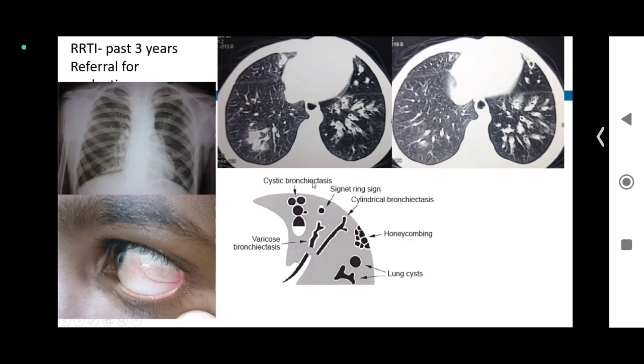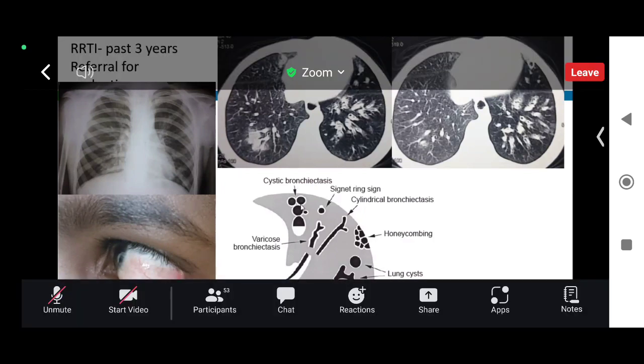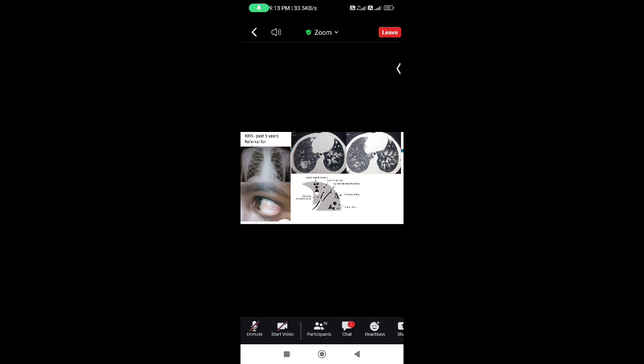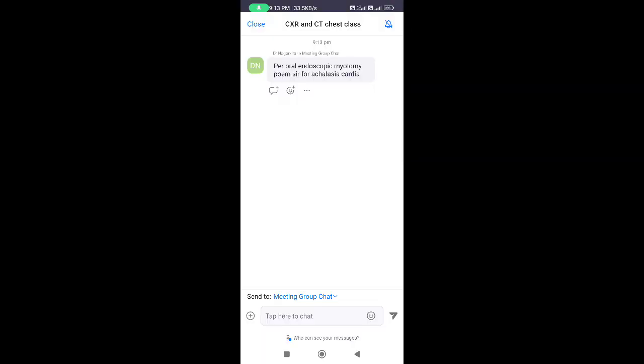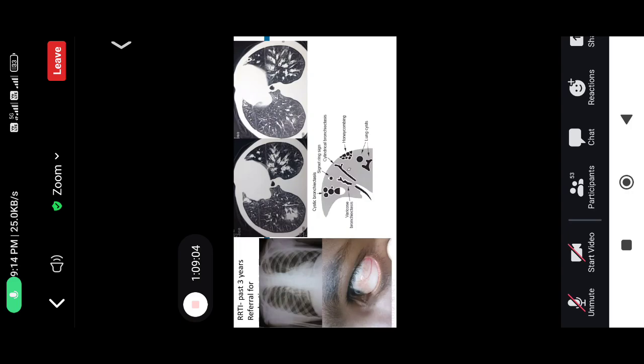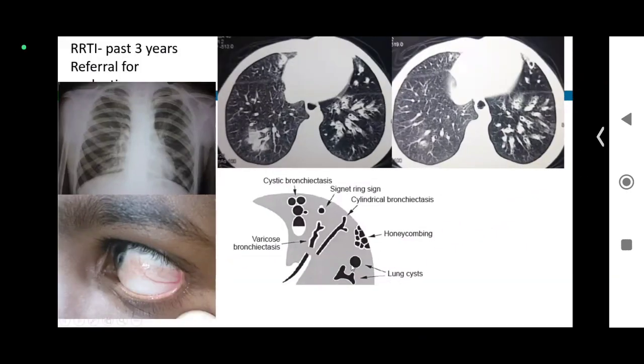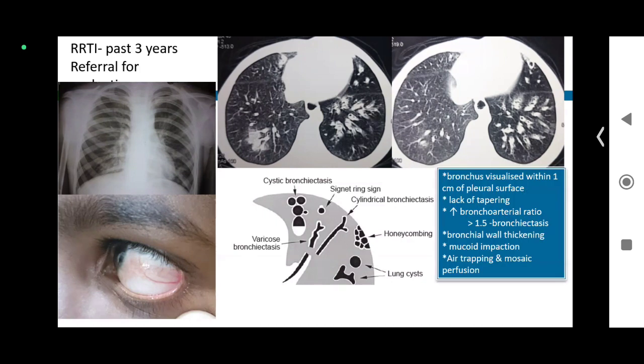So what all do you see in bronchiectasis? You can have cystic lesions, cystic bronchiectasis. You can have signet rings. You are able to make out the signet ring, a dilated bronchus with an accompanying artery. The artery is normal size, the bronchus is dilated. You can have cylindrical bronchiectasis. You can have honeycombing. You can have lung cysts. You can have varicose bronchiectasis. These are the findings of bronchiectasis in CT.